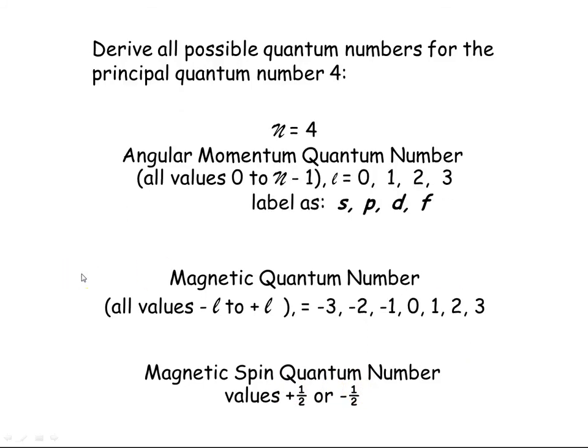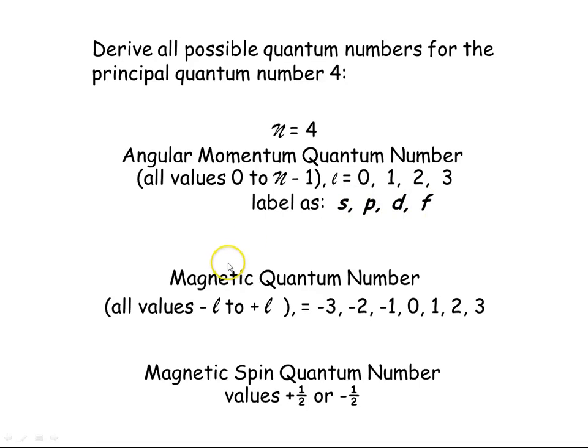Let's do one a little more complicated. Let's derive all the possible quantum numbers for the principal quantum number 4. Principal quantum number n is 4. All values for the angular momentum quantum number are 0 to n minus 1. So 4 minus 1 is 3. So all your values are 0, 1, 2, and 3. And they are labeled S, P, D, F.